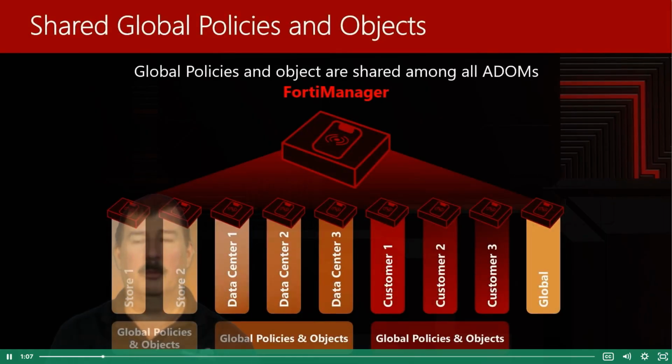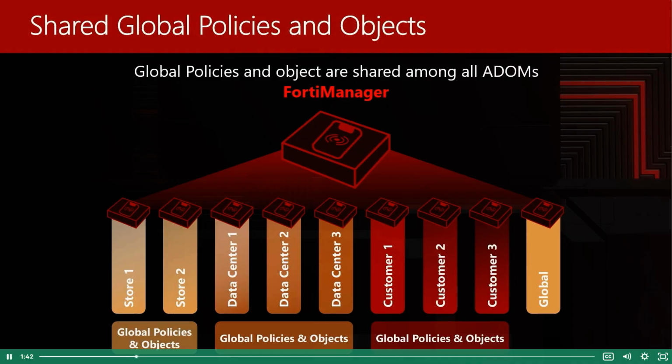So global policies, as we've talked about several times now, are shared among all ADOMs. So global objects, global policies, and objects are shared. So if we look here, we have a FortiManager, and we have a global. And now inside the global, we can have different types of policies and objects. So we have store 1, store 2, data center 1, 2, and 3, customer 1, 2, and 3. So we have global policies that can cover everything. Then we can also isolate it down to our individual needs.